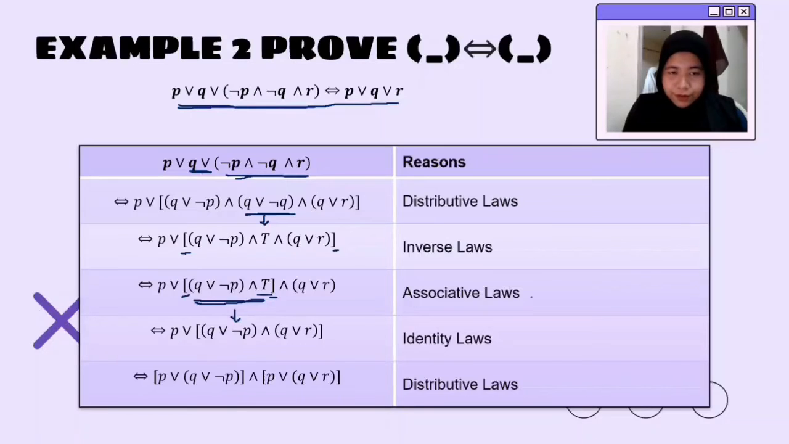Now from this one, when we look at the statement as a whole, we will be left with P or Q or not P and Q or R. So from this one, we can use distributive laws again. So we will be distributing between the P and the one inside the bracket. So we will be left with P or Q or not P and P or Q or R.